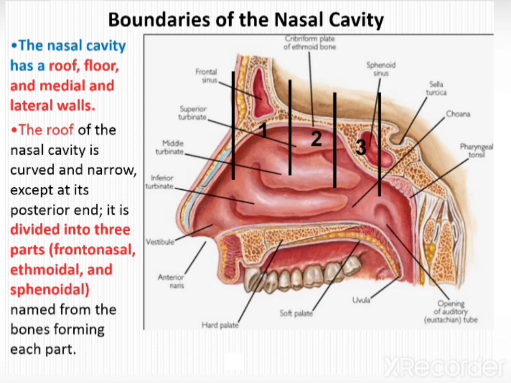So the roof of the nasal cavity is divided into three parts: the frontonasal part, the ethmoidal part, and the sphenoidal part. The frontonasal part is formed by the frontal bone and the nasal bone. The ethmoidal part is made up of the ethmoidal bone, and the sphenoidal part is made by the sphenoid bone.